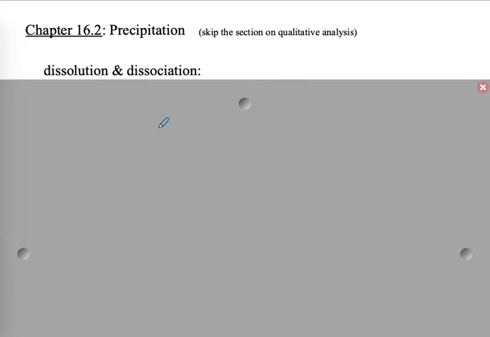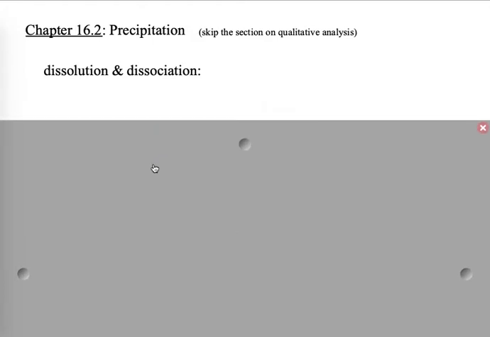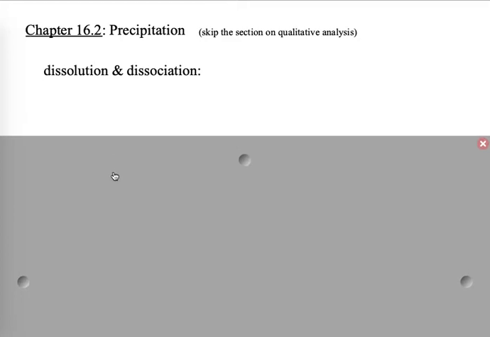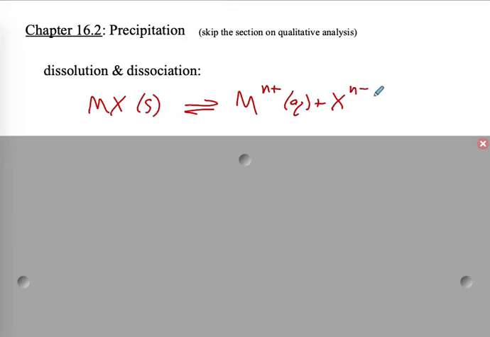Now, in the previous section we talked about the dissolution and dissociation of a slightly soluble ionic compound, and we can write an equation to represent that as follows. MₓXᵧ dissolves and dissociates to form Mⁿ⁺ plus Xⁿ⁻ as governed by the value of Ksp, the solubility product constant, the equilibrium constant for this process.